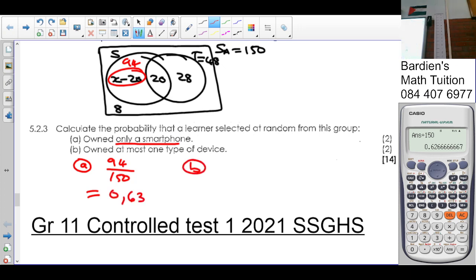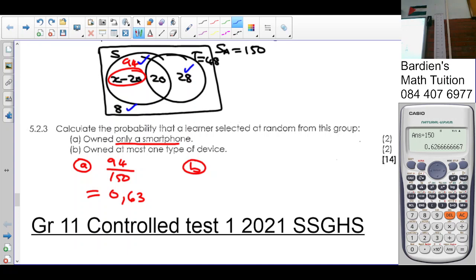In B, they say own at most one type of the device, okay? So, if we're going to consider at most one type of the device, so it must be 28 and 94. And we're going to consider 8 because it didn't say at least one device. It says at most one type of device. Okay, so it's one and less.